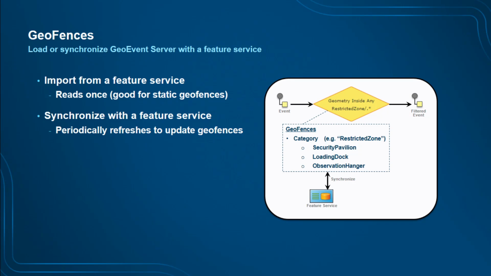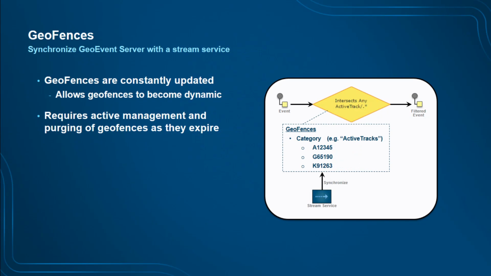To address this challenge, when geometries are going to be expected to change and possibly change very rapidly, you can synchronize your geofences in GeoEvent Server using a stream service. A stream service is a capability of broadcasting the event records that you're processing over a WebSocket so that any client can subscribe and retrieve the information. GeoEvent can subscribe to its own stream service in order to synchronize geofences.